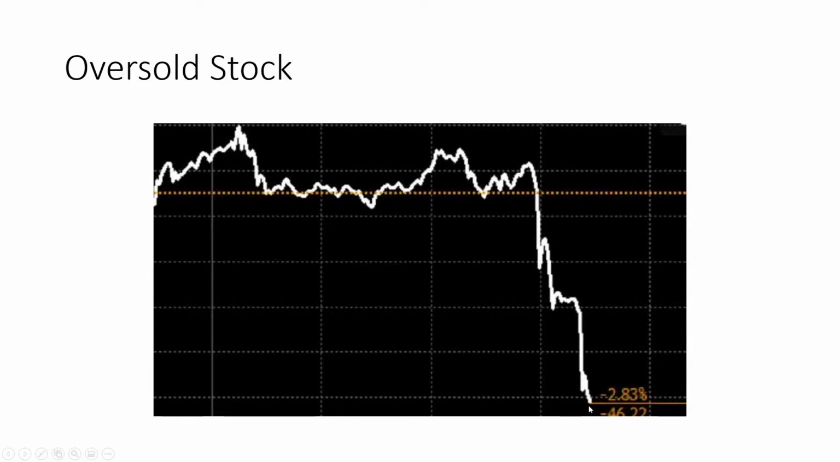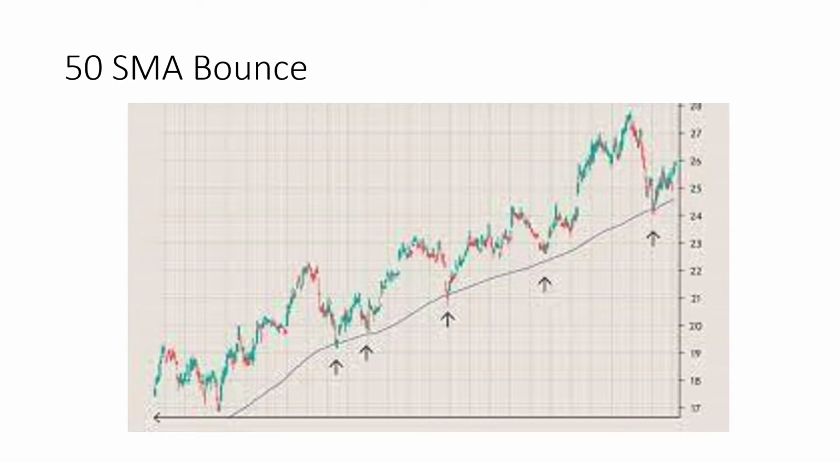So I think these can be a little bit more difficult to trade, but this is also one technical pattern we're going to look at in the charts here. So that's what you want to see from the oversold stock. You want to see it oversold. You can see how it's trading at a normal price, and then boom, probably some news comes out, and then it collapses on itself.